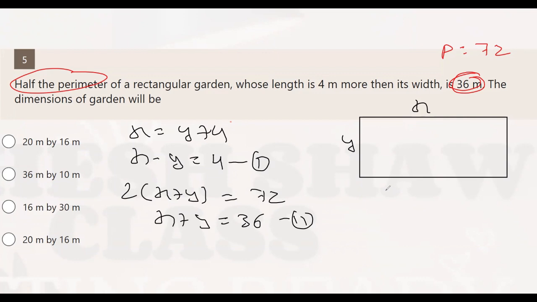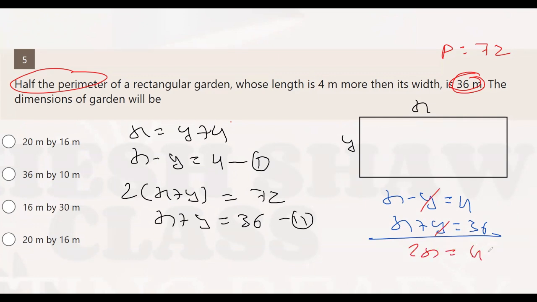Next, I'm going to use the elimination method to find out. This is x plus y is equal to 36. Now here we can add these two equations. On adding, y gets cancelled. We get 2x is equal to 40. So that means x is what? 40 divided by 2, that is 20.